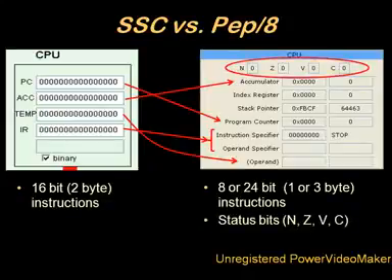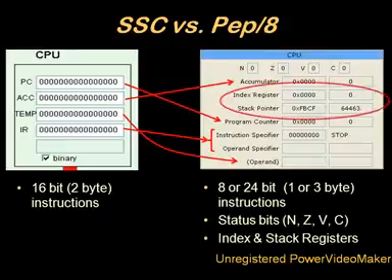Now, PEP 8 has a couple things that SSC didn't have. First, and some things that we'll use, are the status bits, N, Z, V, and C. They're 1 bit each, and we'll talk about those a little bit later. It also has two additional registers, one called an index register, and the other called a stack pointer. We'll talk briefly about these, but not get into gory detail.